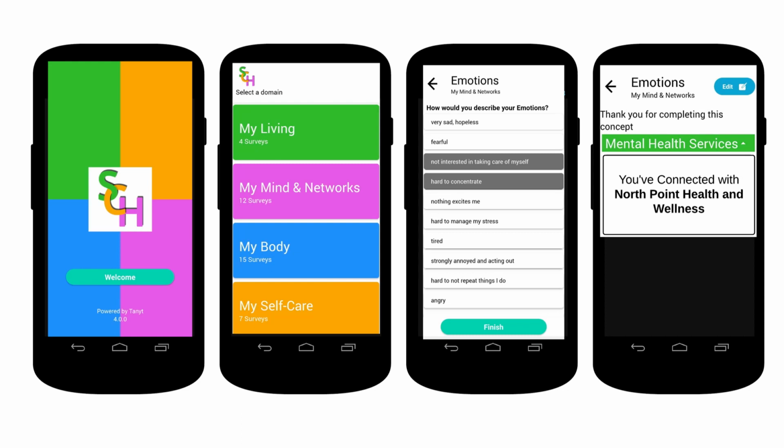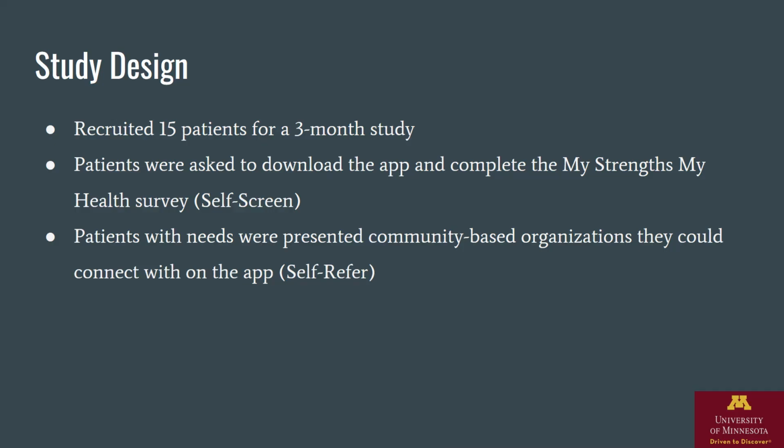So this is the technology we built, and this is a quick demonstration, or screenshots, of how an individual might do this. We worked with some nursing faculty at our university that developed an assessment tool called My Strengths, My Health. What we really enjoyed about this was that it was very easy to read and understand, and people were able to then connect to organizations that match their needs.